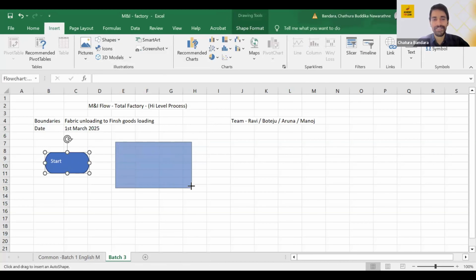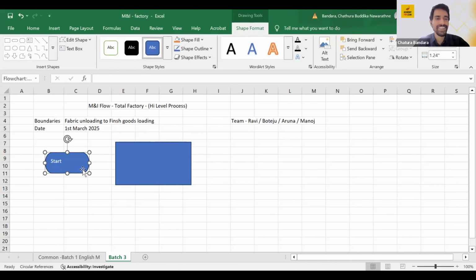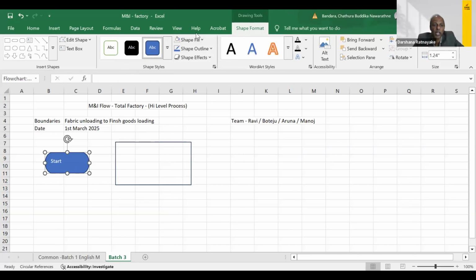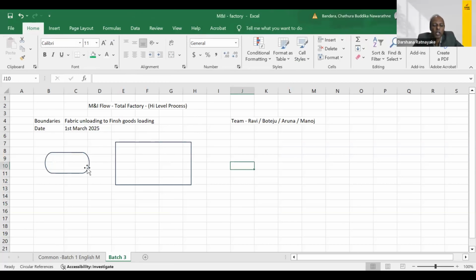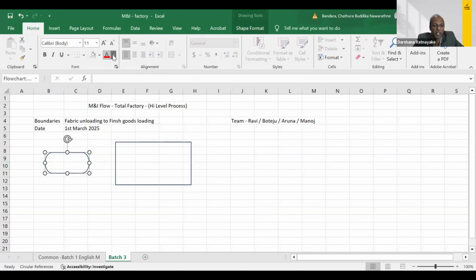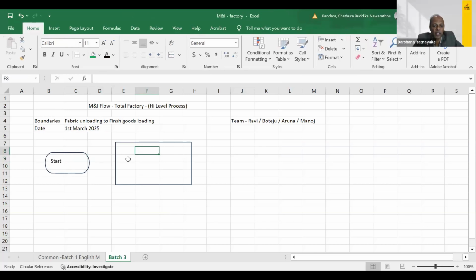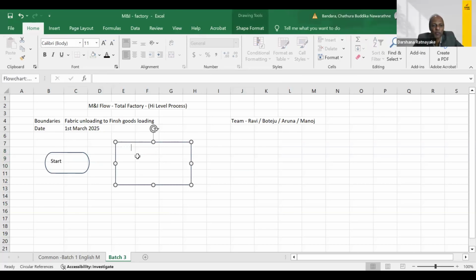I think it's a rectangle, everyone knows about it. Right, Darshana? Yeah, correct. We discussed the symbols slowly last time, and today also you can go through. Remember, every time the start symbol is this symbol, and for all the operations we use this rectangular symbol.